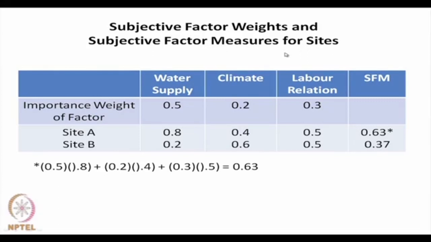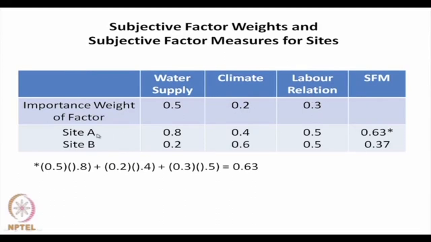Assume that we have two candidate sites, A and B, and we have three subjective factors, let us say water supply, climate, and labor relation. Let us assume that for our business, these are the importance weights of the factors. These weights add up to 1, as you can see, so they have been normalized. We give an importance weight of 0.5 to water supply, 0.2 to climate, and 0.3 to labor relation.